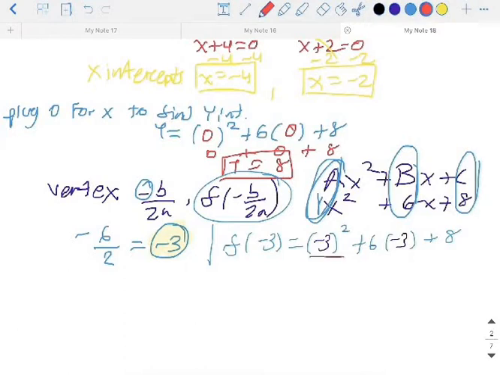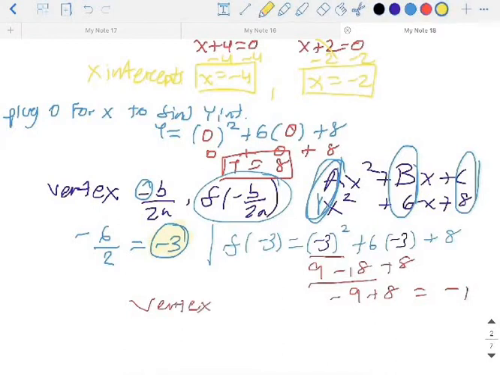Negative 3 to the second, that's 9. 6 times negative 3 is negative 18, plus 8. Simplify. This is negative 9 plus 8, which is negative 1. So the vertex, let me highlight negative 1, is negative 3, negative 1.